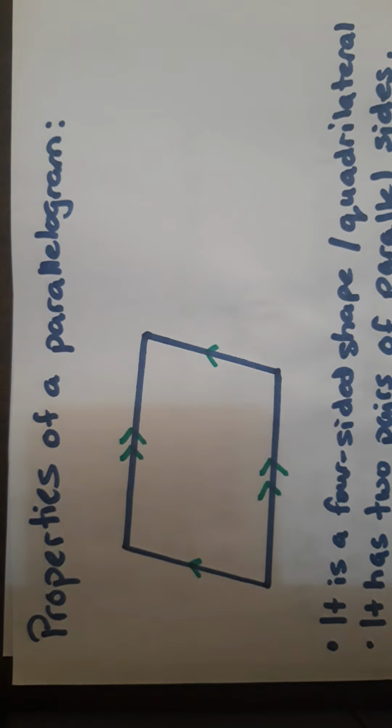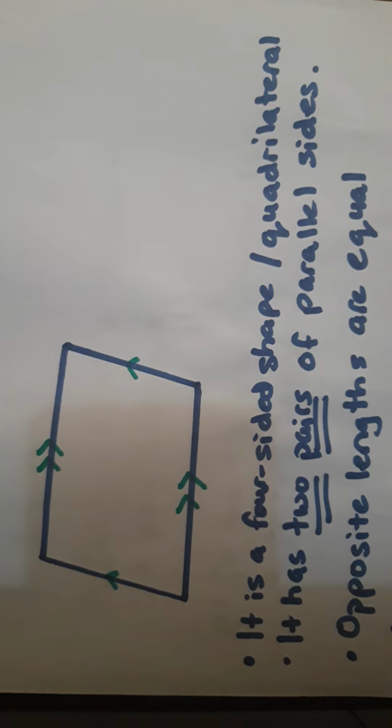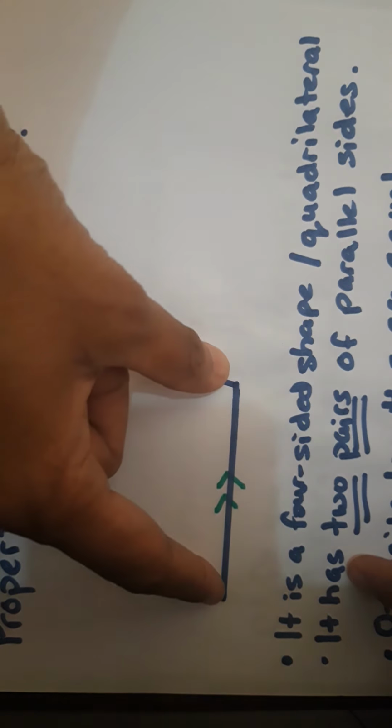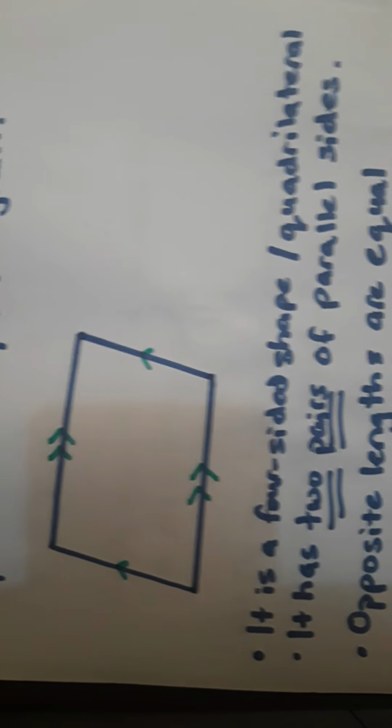So a parallelogram looks like this, and the properties are it is a four-sided shape or quadrilateral. So yes, we see in the four sides right there. And it has two pairs of parallel sides. So remember the trapezium had one pair, our parallelogram has two pairs. So the opposite sides here, this length to this length, they're parallel to each other, and this length to this length, parallel to each other.